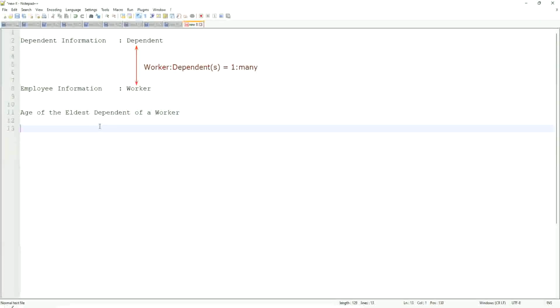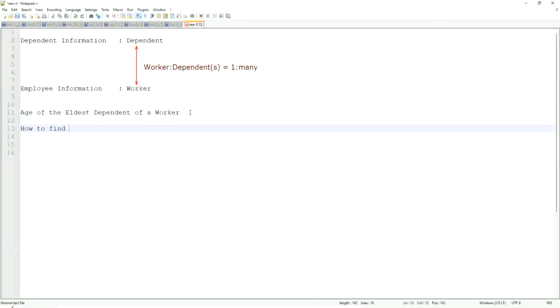Isn't it? First, we have to find out who is the eldest dependent. Then we find out what is the age of that eldest dependent. We break it down into smaller pieces. Now eldest dependent. One worker may have many dependents. Now, when you have multiple dependents, how do you find the eldest dependent? Based on what? Based on the age. Based on the age of the dependent.